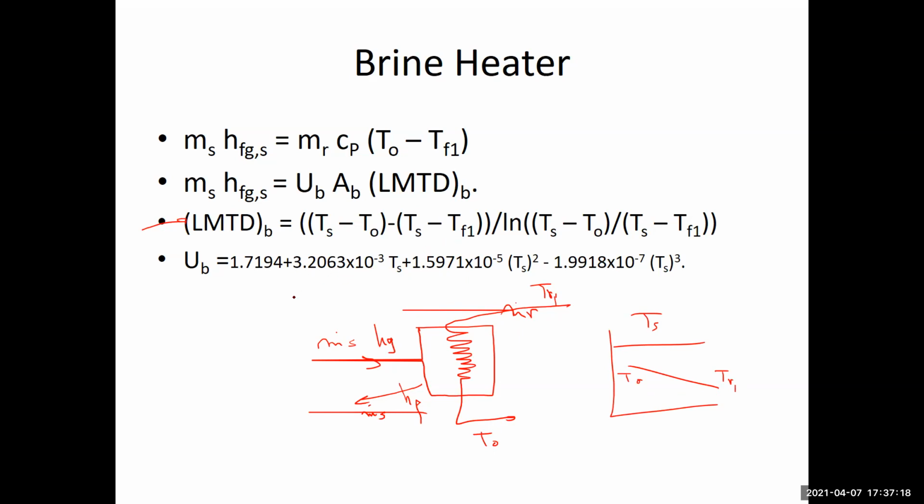And Q is basically M dot S into HFG of the steam, and Q also is M dot R into CP delta T, sensible heating of the seawater as it comes in. And Q also is, in addition to that, it is the overall heat transfer coefficient for the brine heater, area for the brine heater into log mean temperature difference for the brine heater. And if you wish, UB can be obtained using this expression here. Or you can have it as a value, or you can get it as, in the former way, a combination of conduction and convection resistances.